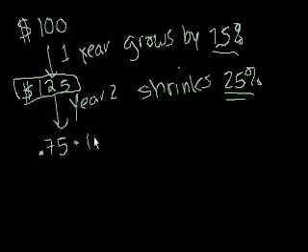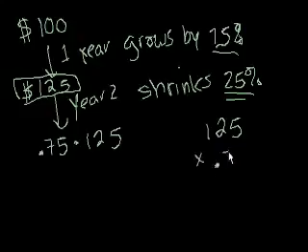0.75 times 125. So let's work that out here. 125 times 0.75. And just in case you're confused, if something shrinks by 25%, it is now 75% of its original value. So if 125 shrinks by 25%, it's now 75% of 125, or 0.75.